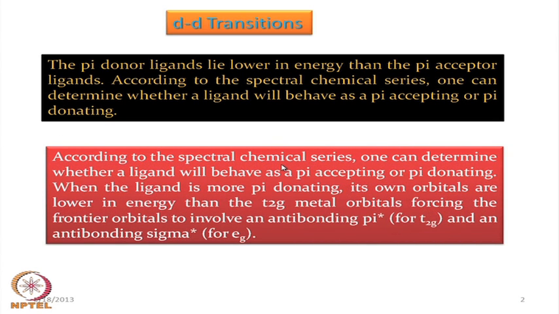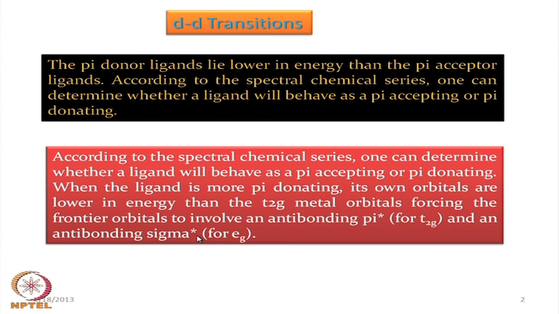So, using this spectrochemical series, one can determine whether the ligand will be a pi acceptor or a pi donor. When the ligand is more pi donating, its own orbitals are lower in energy than the T2g metal orbitals. So, the ligand will have one orbital which is pi donating, so it will be lower lying compared to the T2g metal orbital, forcing the frontier orbitals to involve an antibonding pi star and an antibonding sigma star level.